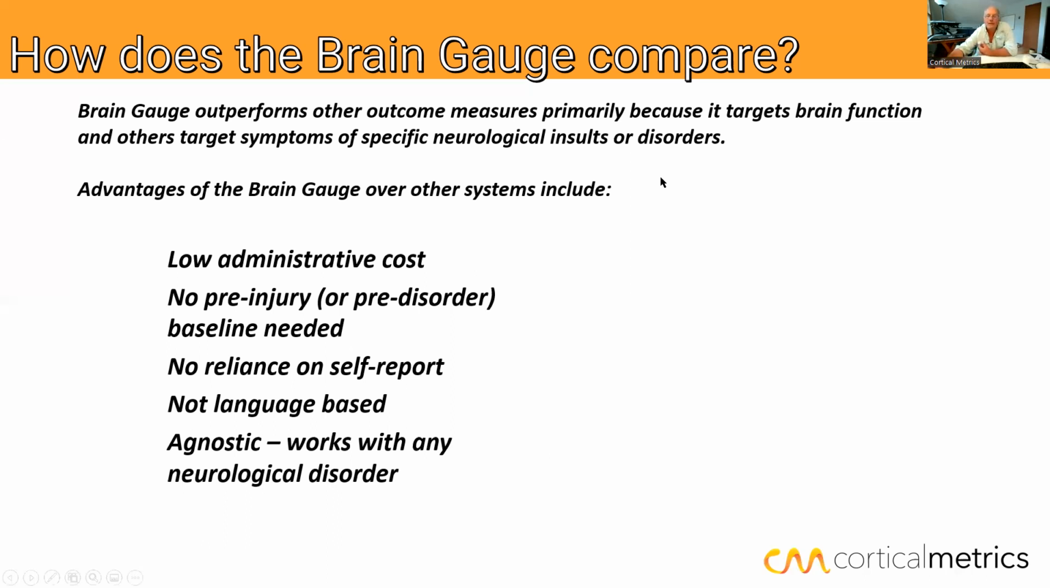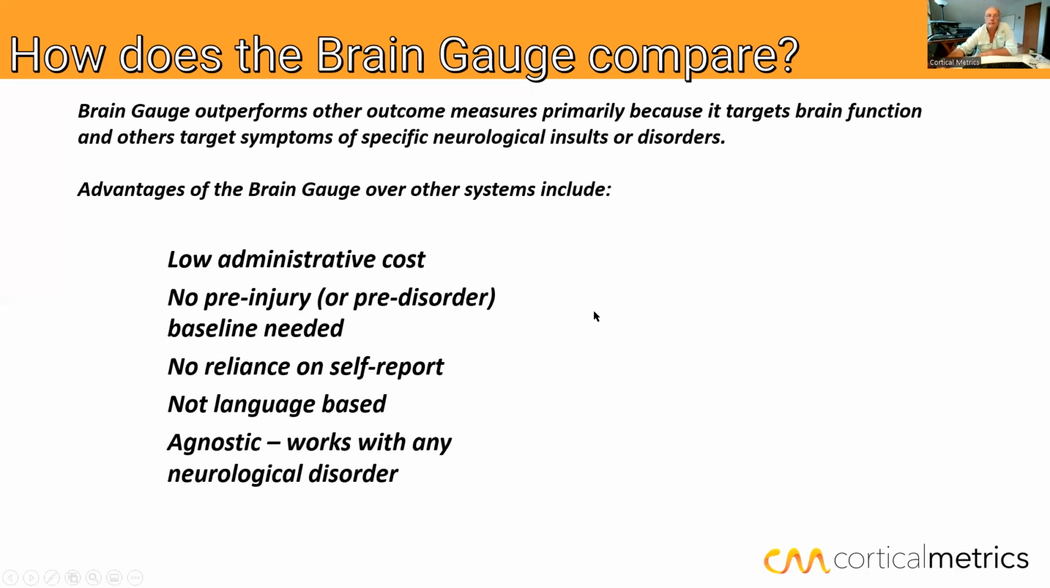Besides just how we've outperformed these other measures, there are advantages of the brain gauge over the other systems as well. It's got low administrative costs. That means you sit down, it's really easy to take the test or have a patient take the test. There's no pre-injury or pre-disorder baseline needed.